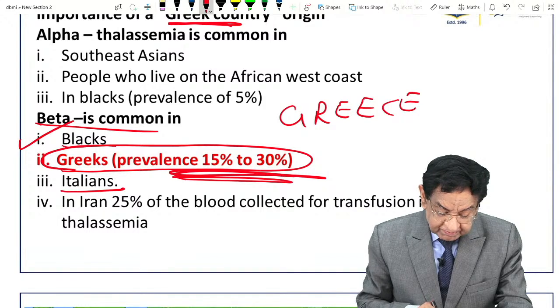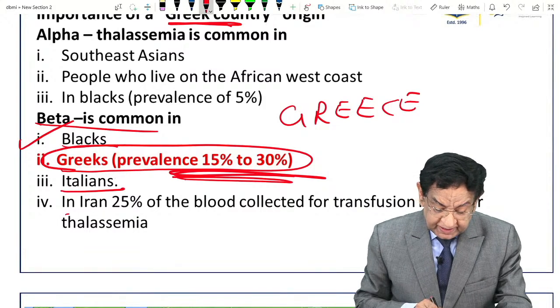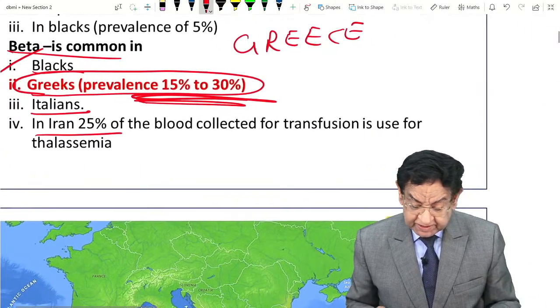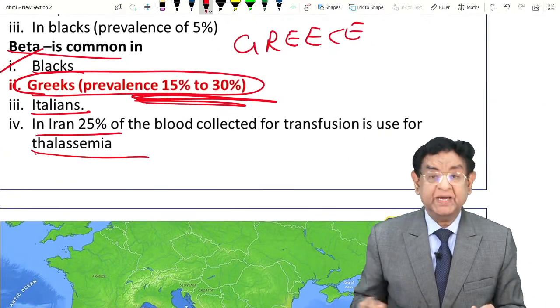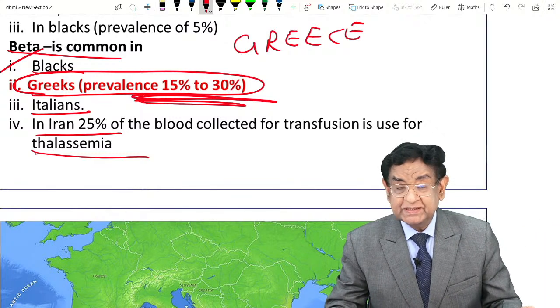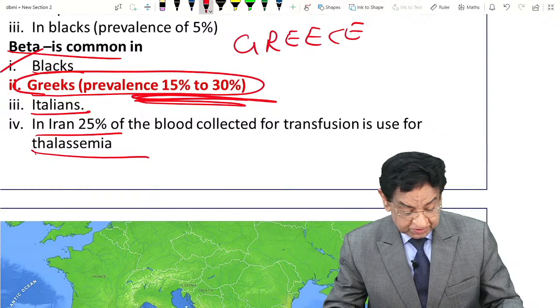Italians, blacks, and in Iran, 25% of the blood collected for transfusion is used for thalassemia. 25% is a huge percentage. That means the disease is very common in Iran also.